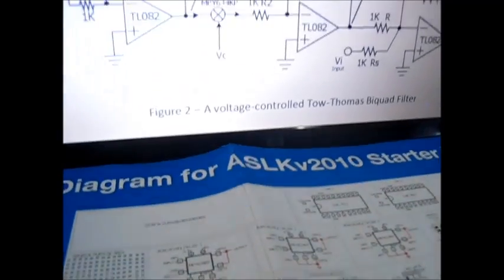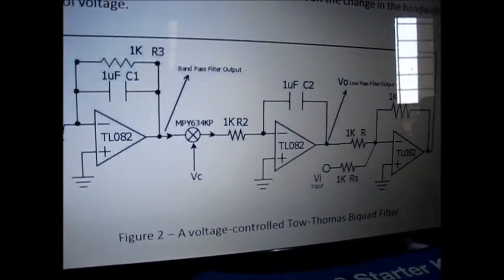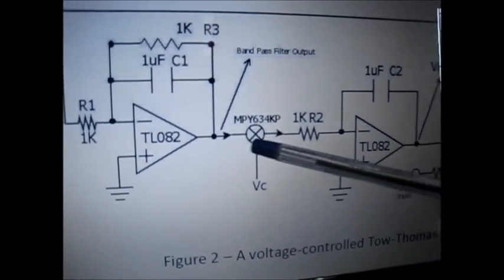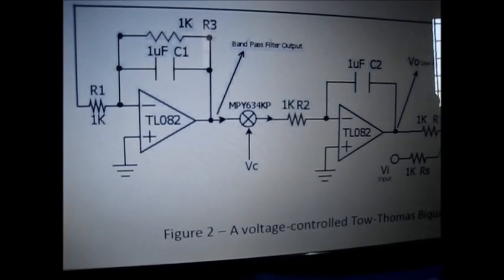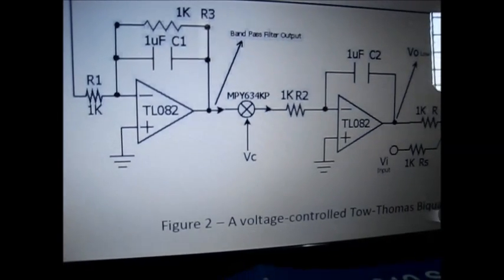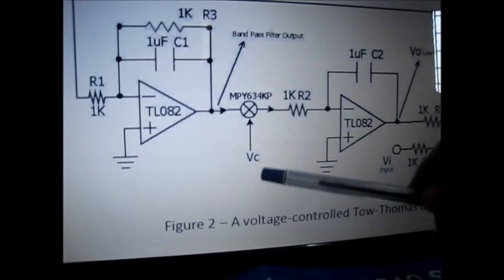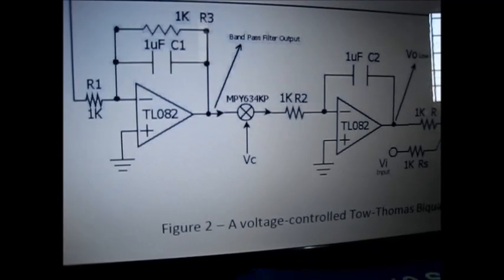The second part of the problem statement is to implement a voltage controlled Taub-Thomas bi-quad filter. This is implemented using a multiplier block at the output of the first stage. The multiplier IC is MPY634KP provided by Texas Instruments. The input to the multiplier IC is the output of the first stage, and the second input is a control voltage of 1 volt, 5 volts or 8 volts.